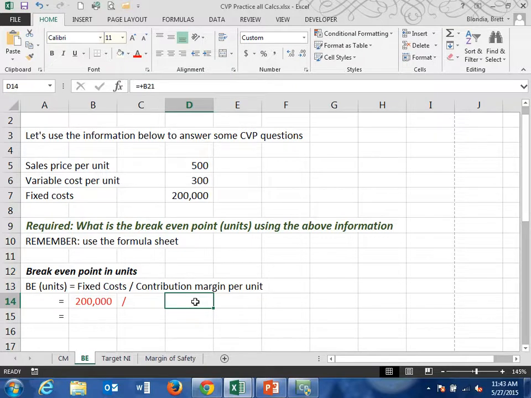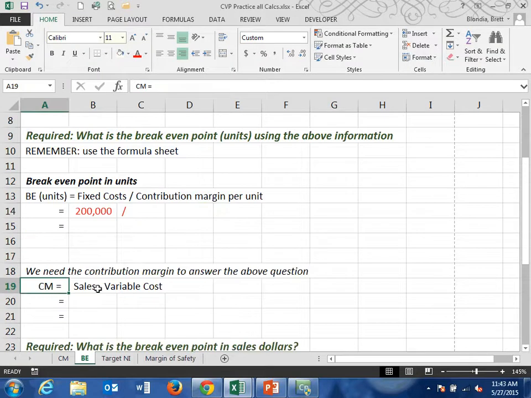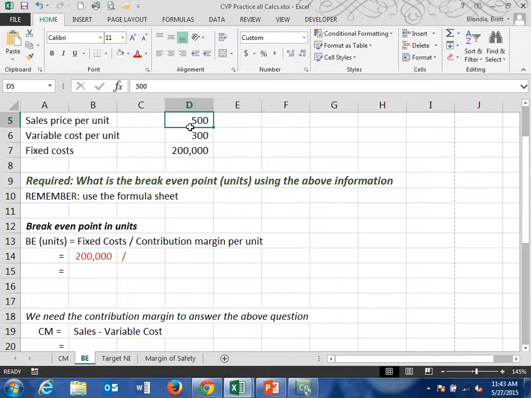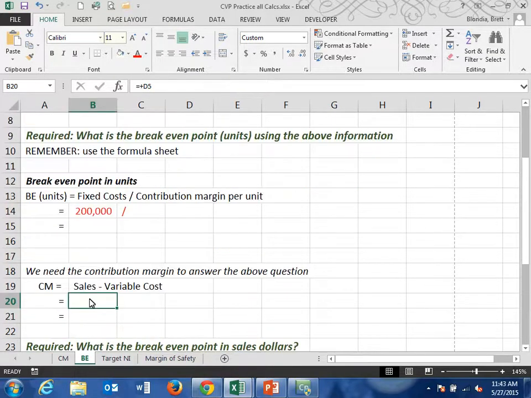So what I would do at this point is go back to the formula sheet and find the formula for contribution margin per unit. You would see that contribution margin per unit is your sales price minus your variable costs. For this Vargo Video example, our sales price is $500 and our variable costs are $300. So contribution margin per unit is simply $500 minus $300 in variable costs, which is a contribution margin of $200.